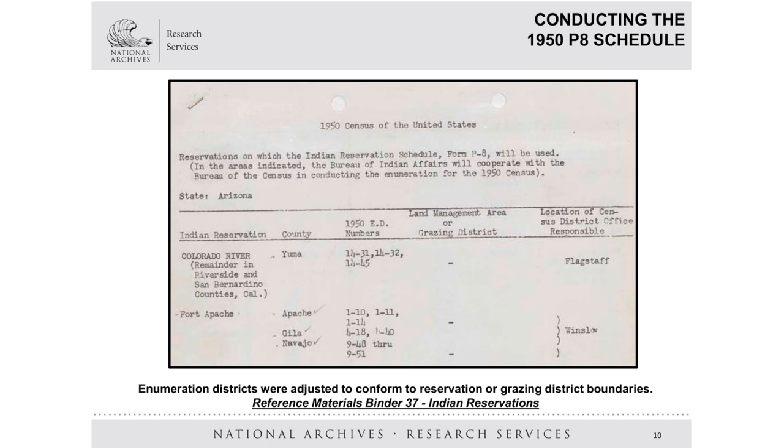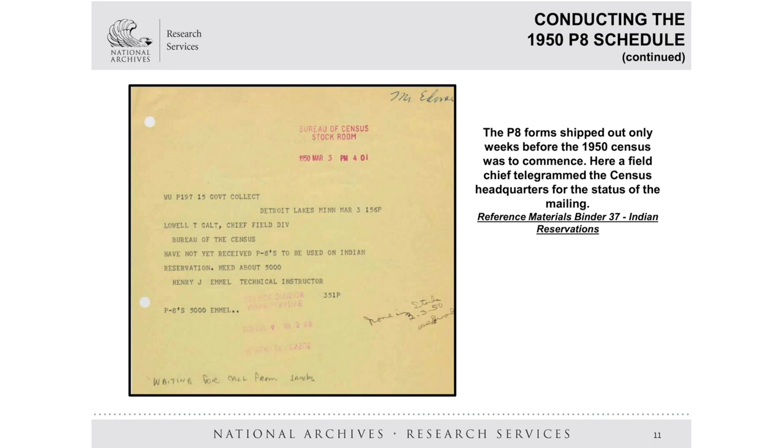With the questions only settled on in January 1950, officials were cutting it close in creating the P8 schedule. On March 9th, the forms were sent out with just weeks to spare. But as we see on this slide of a telegram from northern Minnesota, some staff were asking DC where the forms were. Also that March began the training of staff.